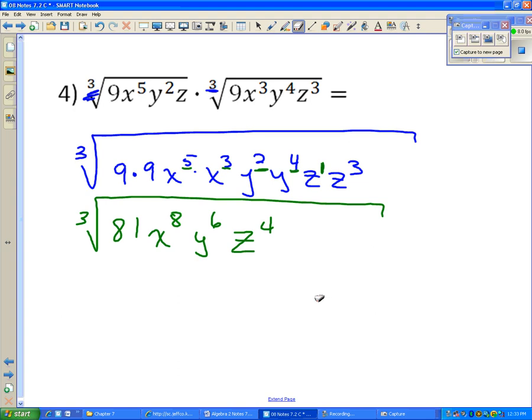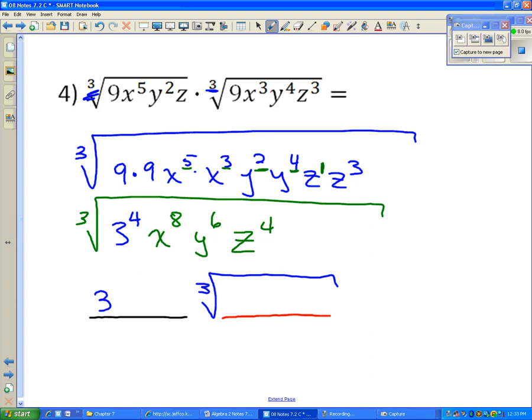81 is actually 3 to the 4th power, because 3 times 3 is 9, times 3 is 27, times 3 is 81. So now I need to do my cube root, and let's actually take the cube root of everything. I'm going to have my cube root symbol, things that are outside my cube root symbol, and things that are inside. 3 to the 4th, 4 divided by 3 is 1, so I can pull out a 3. 4 minus 3 is 1, so I have a 3 left over.